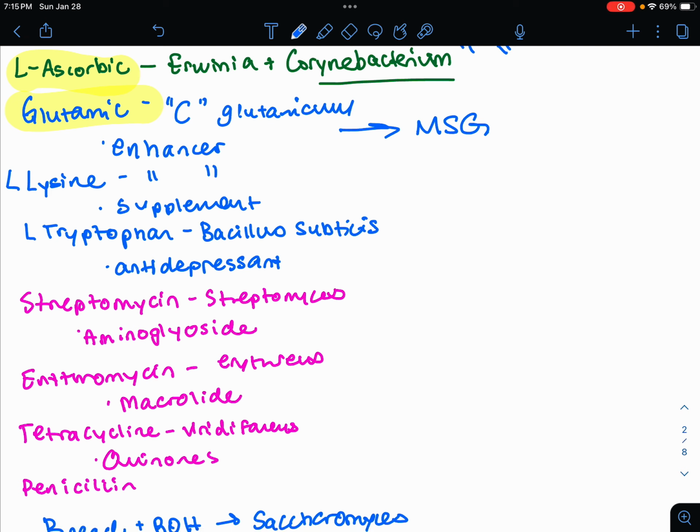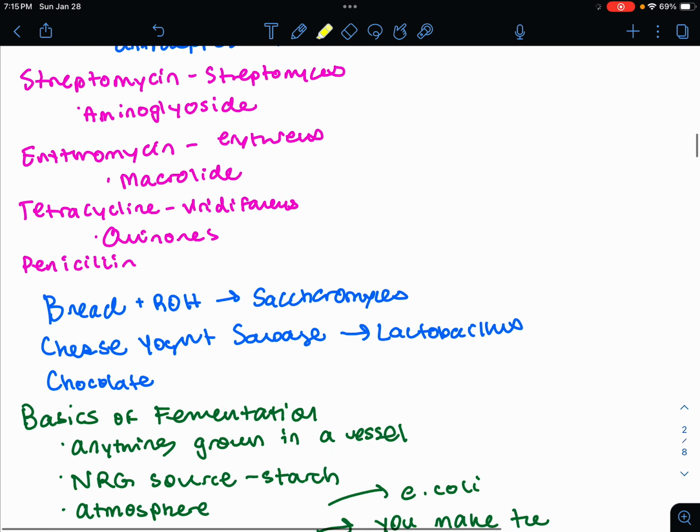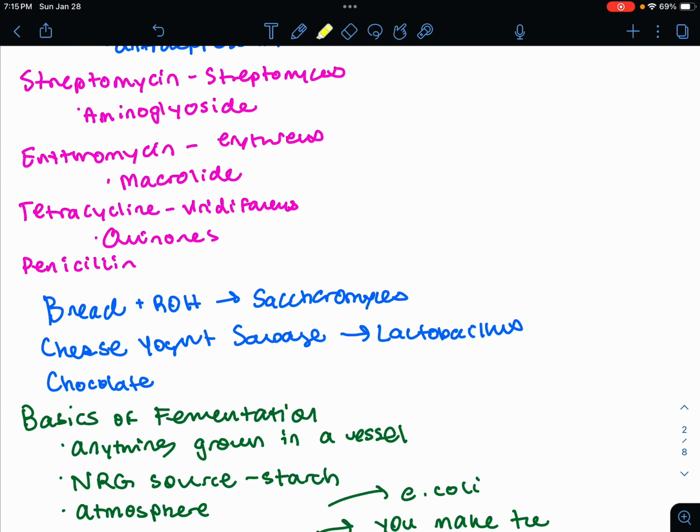L-lysine is also made by Corynebacterium glutamicum. This is again a supplement and an animal feed. Our last amino acid is L-tryptophan. This is going to be made by Bacillus subtilis, so that's going to be different. It's an antidepressant.